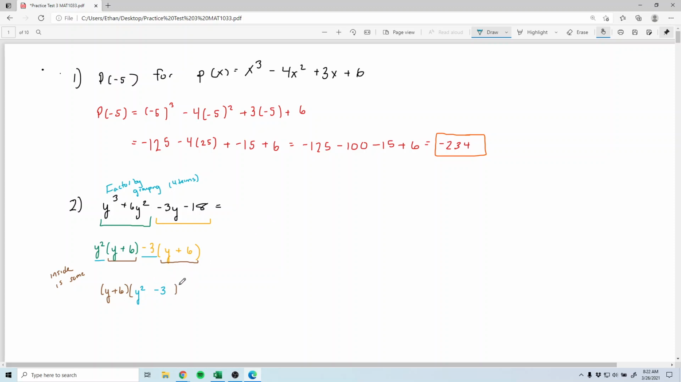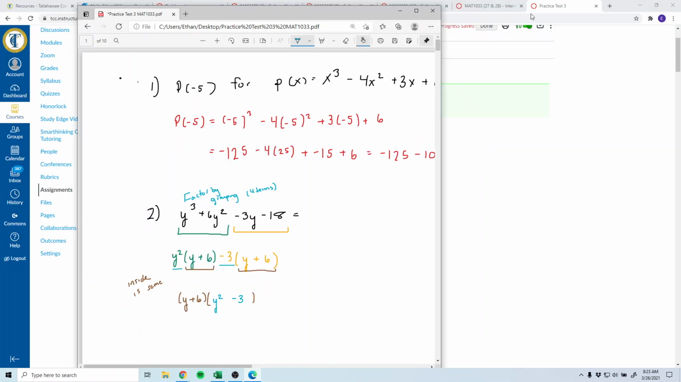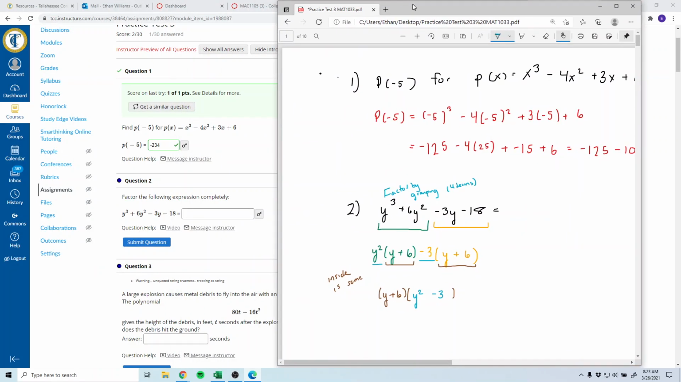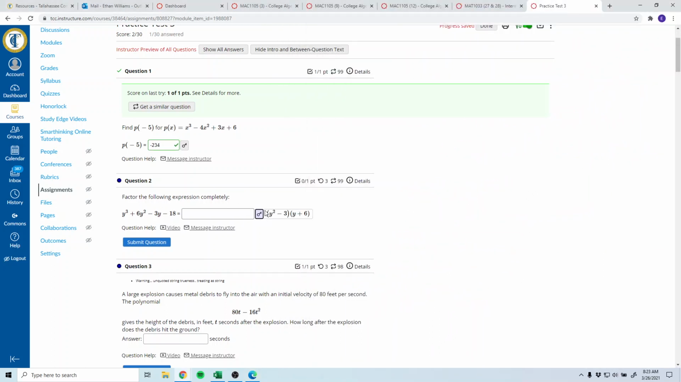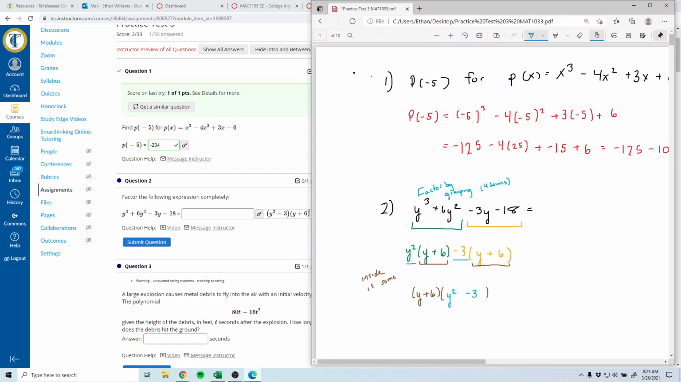So our factoring is y plus 6 times y squared minus 3. Now, technically, you can factor this further, but only if it were a difference of squares, like y squared minus 4 would work. Y squared minus 3, not quite a difference of squares. This should be fine to use as our answer, but I'll check and make sure. I'm just going to click on this to display the answer. We can see that it matches exactly what we got here. Y plus 6 times y squared minus 3.